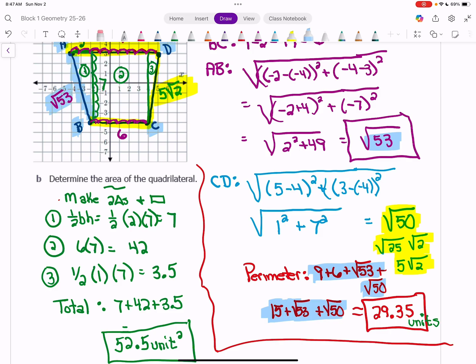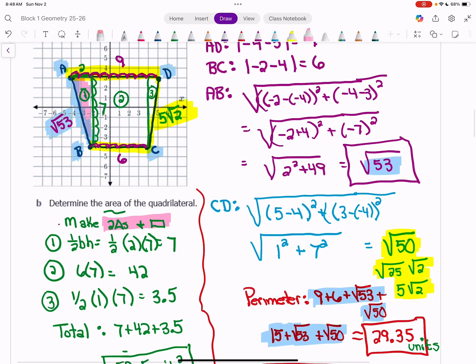All right, part 2 asks to find the area of the quadrilateral, and the area is the inside space. So as you'll notice, I broke this into 1, 2, and 3 sections. There's 2 triangles and a rectangle. So this first triangle, triangle number 1, has a base of 2 and a height of 7. All right, so it's just 1/2 base times height to give us 7.